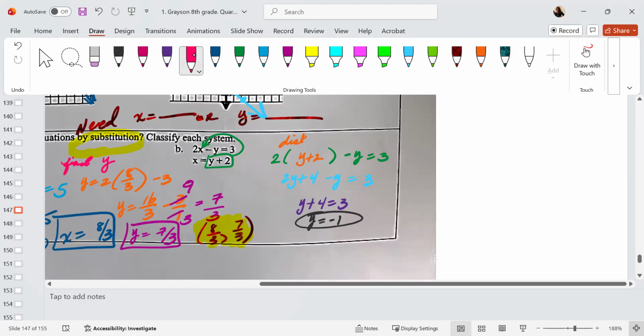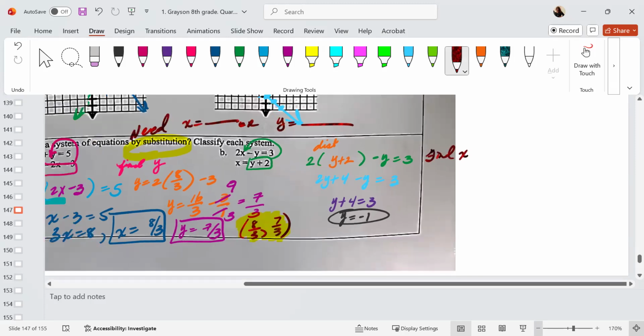Second part of this, what do you need to find? X. Yes, you do. You need to find x. So which equation are you going to use to find x? Which one's already set up properly? Bottom's already x equals, right? So then you're going to plug that in, which is y plus 2. I'm sorry, negative 1 plus 2, which is just 1, right? So your answer has to be in the form of a coordinate. X comes first, then y, and that is your answer.